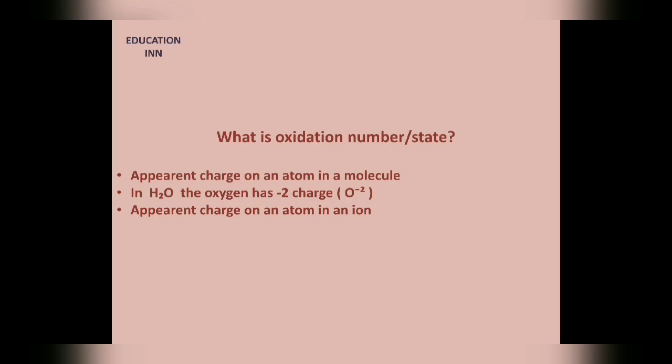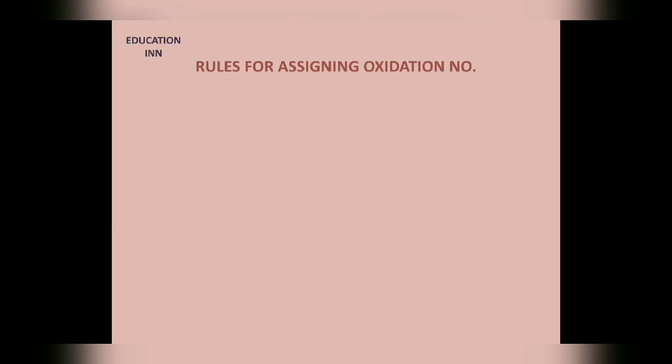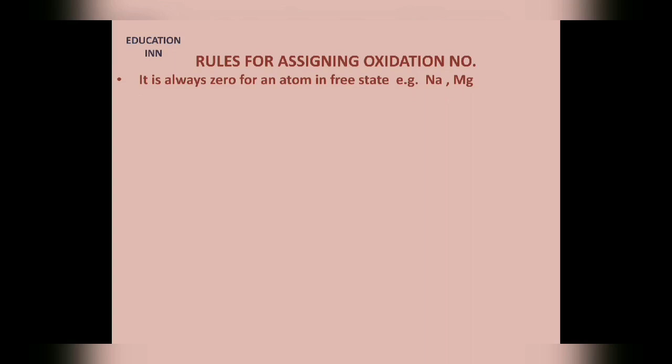The apparent charge on an atom in an ion is also called oxidation state. For example, in sulfate ion, the sulfur has +6 charge. So +6 is the oxidation state of sulfur in sulfate ion. Rules for assigning oxidation number. Here are a few rules.